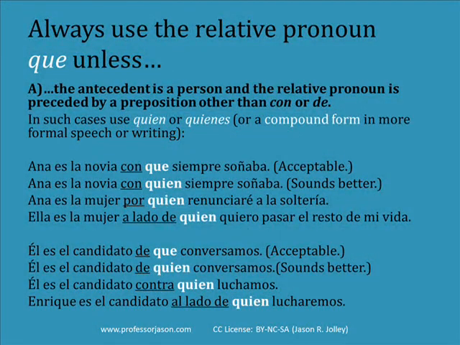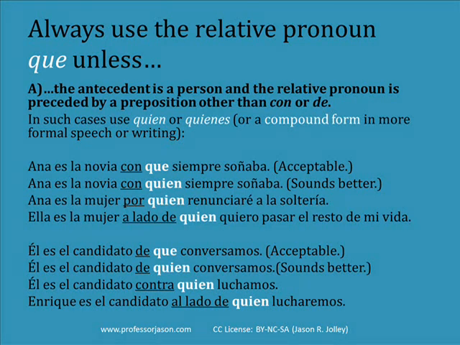Alright, so first let me present what I believe to be the most technically accurate "you can always use que unless" rule and exceptions along with some examples. There are really two parts to this rule. Okay, here's part A. You can always use the relative pronoun que unless, and this is the first part, the antecedent is a person and the relative pronoun is preceded by a preposition other than con or de. So in such cases, use quien or quienes.